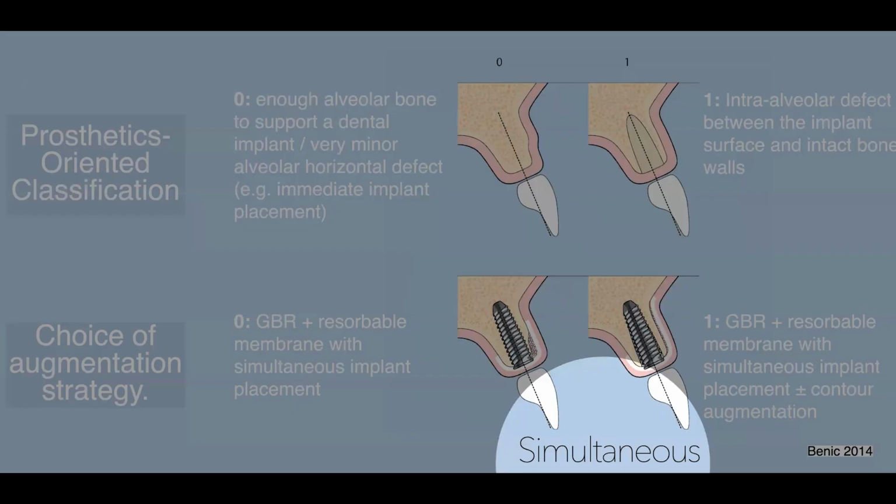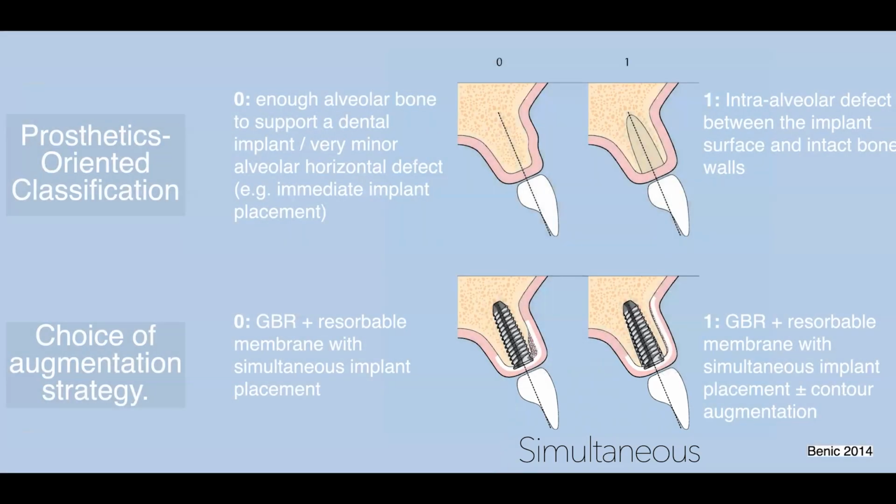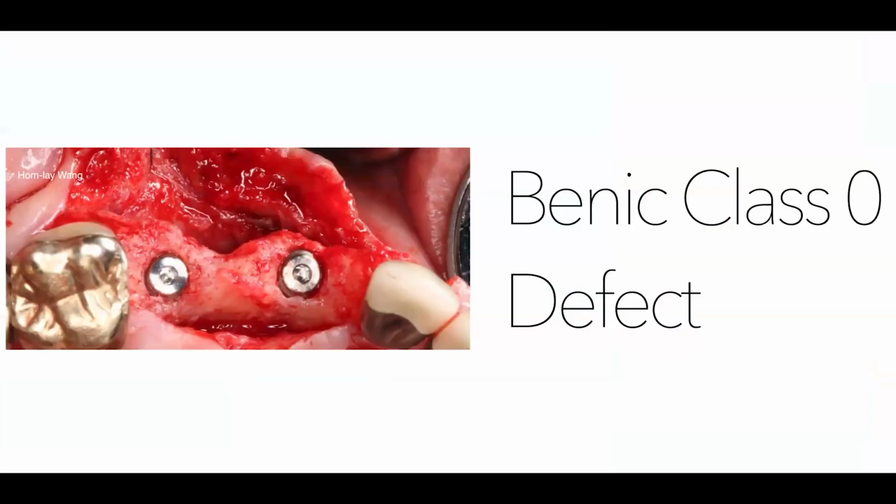And we're going to spend most of the presentation presenting cases and applying this classification too. So we're going to go class by class. So class 0 defect, for example, is exactly how it sounds. There is no defect in these cases.